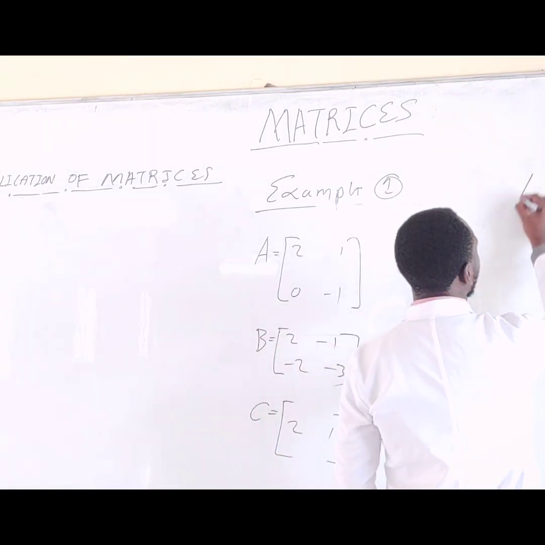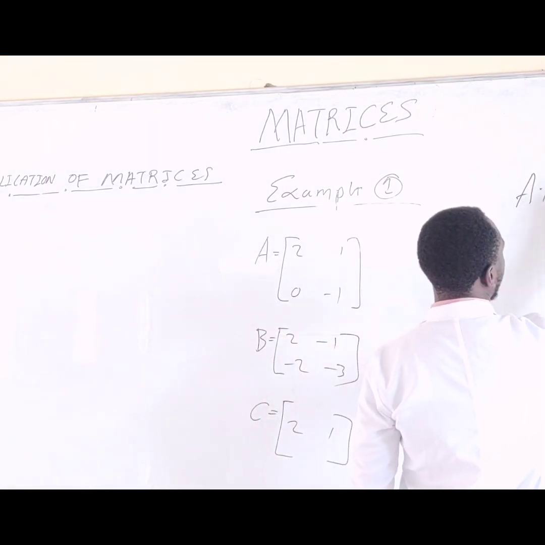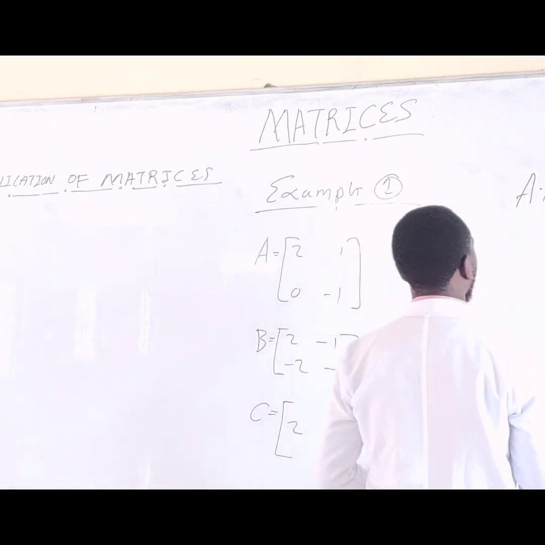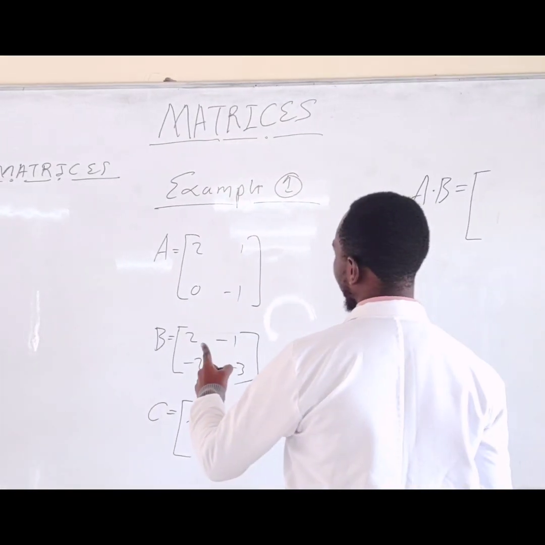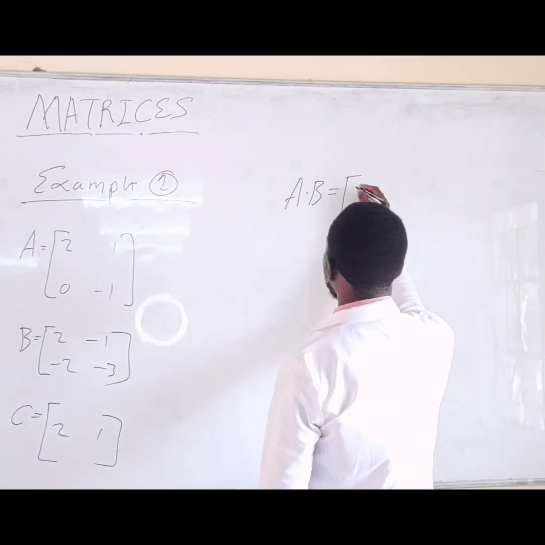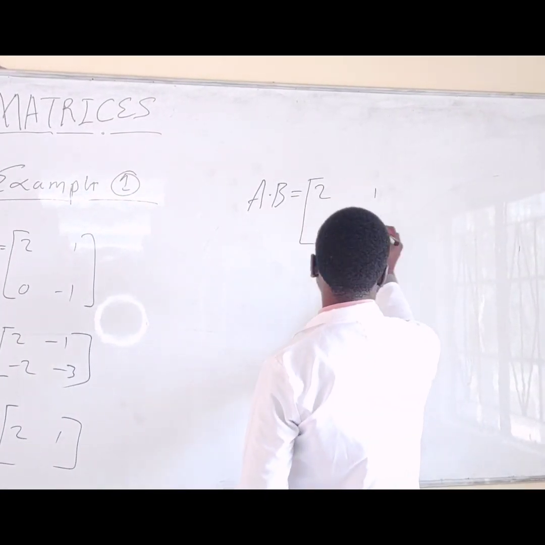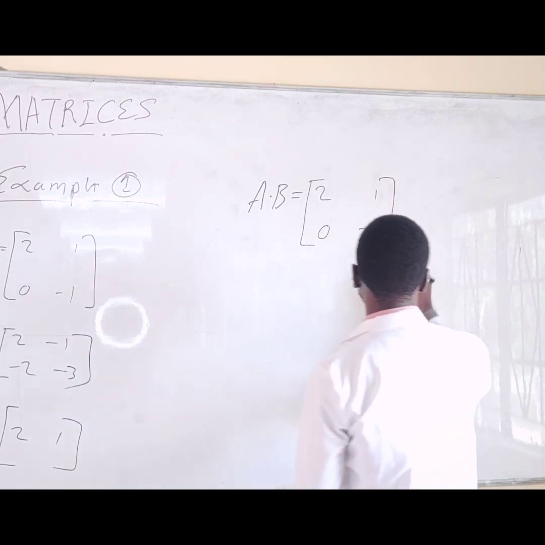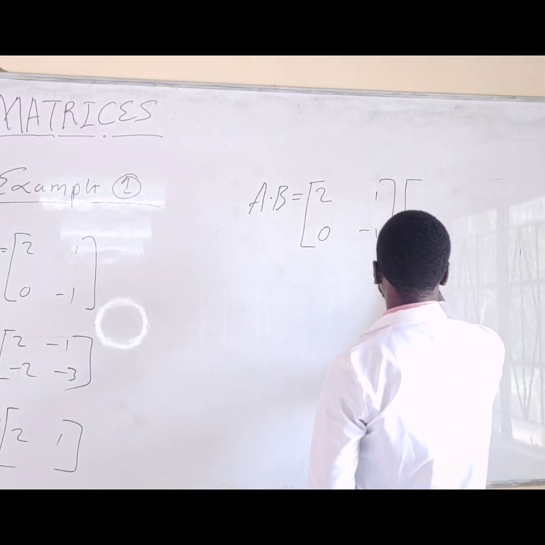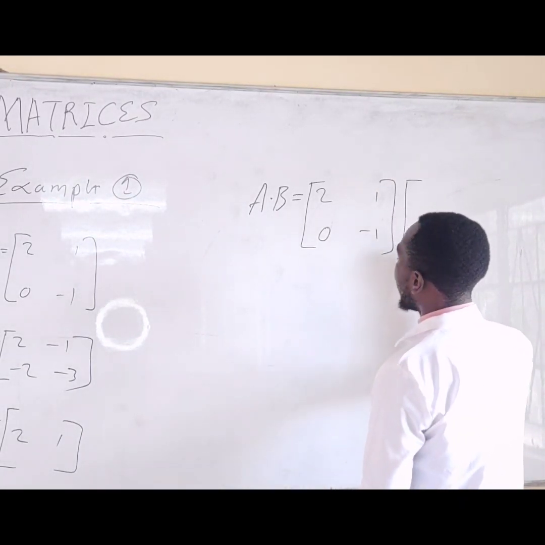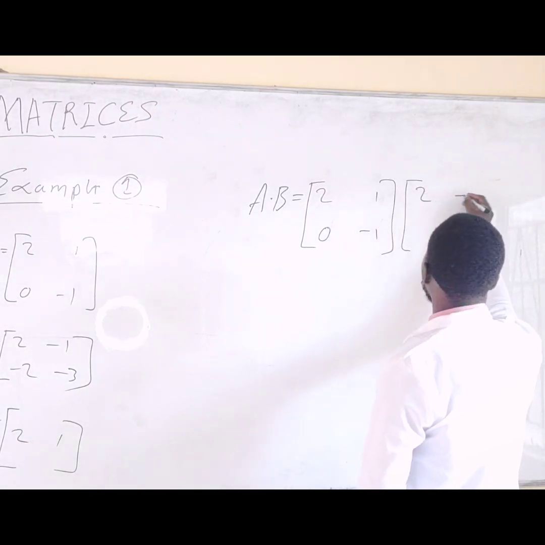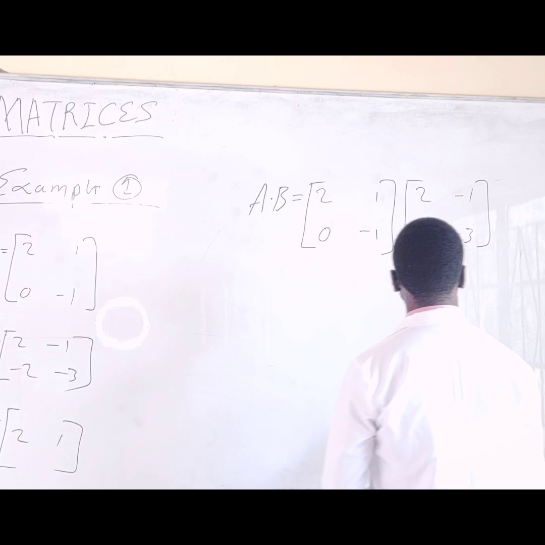To multiply matrix A and matrix B, you are going to say, what is your matrix A? Your matrix A is 2, 1, 0, -1. You are going to get something like this. Then multiplication of matrix B. Matrix B is 2, negative 1, negative 2, negative 3. I'm going to have something like this.